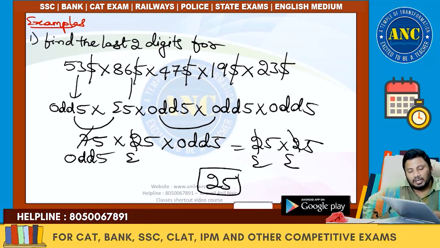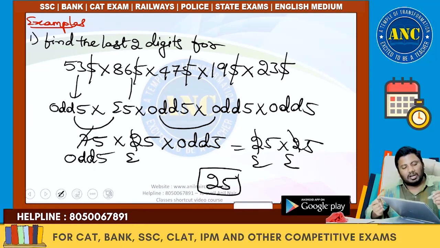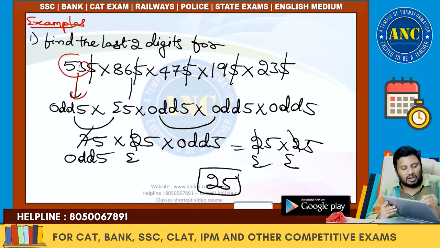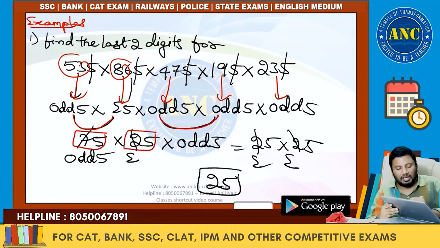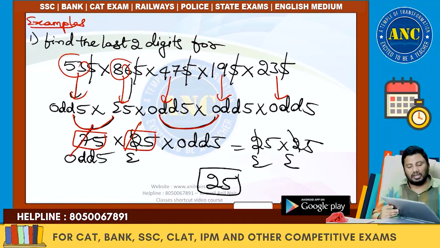A number is said to be an odd number if the unit digit is an odd number. So 53, it is an odd number. 86, even number. 47, odd number. 19, odd number. 23, odd number. Odd 5 into even 5, 75. Odd 5 into odd 5, 25 into odd 5. 7 is odd, 2 is even. Odd 5 into odd 5, 25. 25 into 25. Answer is 25. First question. I hope it is clear.